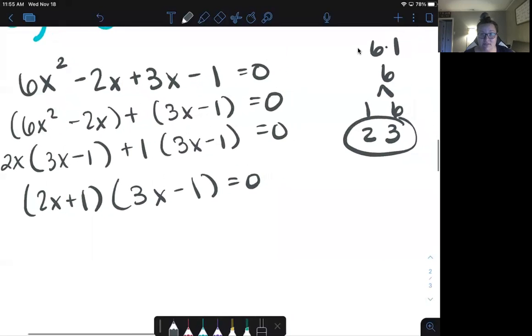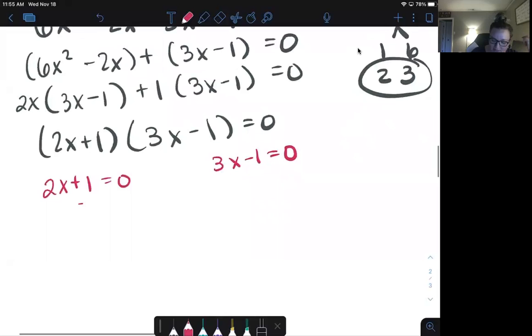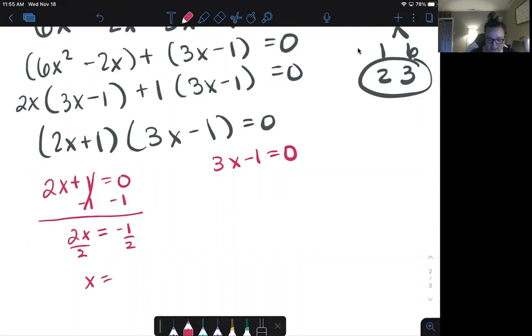So now we do the same steps. We set each factor equal to 0 and solve for x. So we're going to take 2x plus 1, set that equal to 0, and 3x minus 1, and set that equal to 0. Now solve for x. So here's what's going to happen. We're going to subtract 1 from both sides over here, and we're going to get 2x is equal to -1. Divide both sides by 2, and we get x is equal to -1/2.